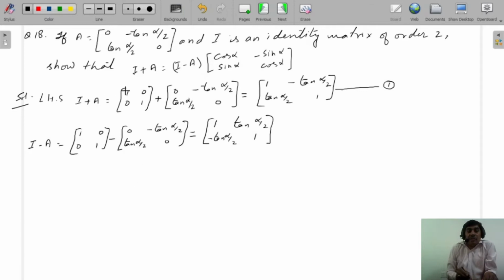Now in the next step we have to find the right hand side: I minus A into [cos alpha, minus sin alpha; sin alpha, cos alpha].